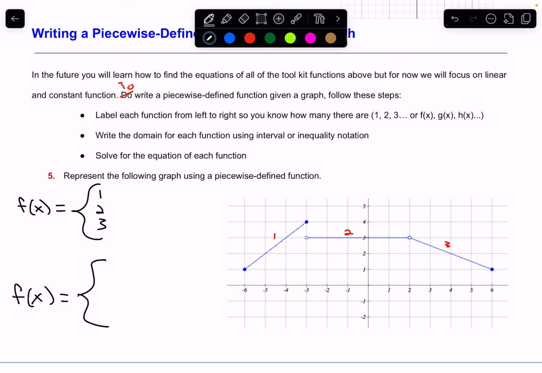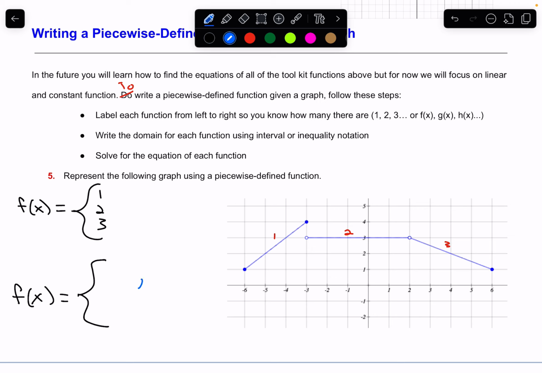So for function 1, we need to say the domain of this function number 1 right here. Okay, so when we look at function number 1 right there, it starts at x equals -6, and it ends at x equals -3. Notice it's a filled in dot on both sides, so our interval will be x goes from -6 to -3, where we can write this in one of two ways. We can either write it as an inequality or an interval.